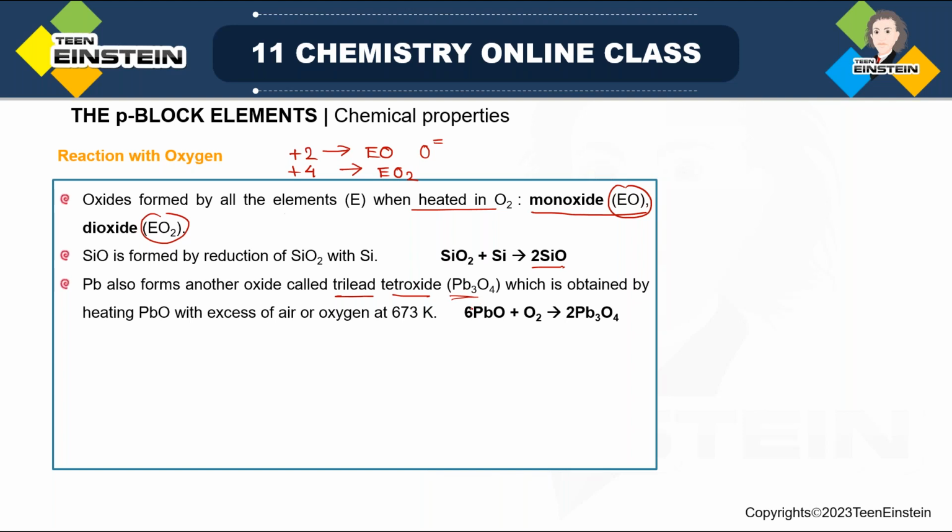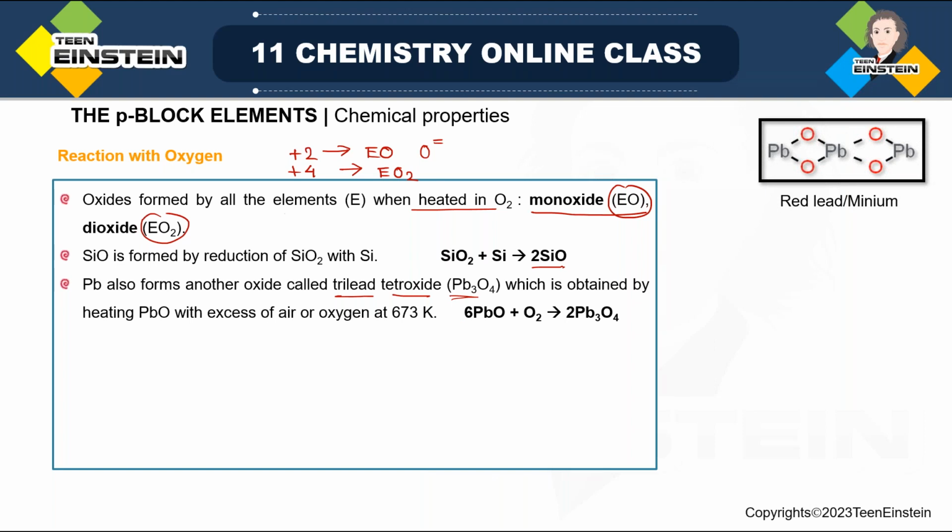Here we have two different oxidation states of lead, and you will understand that once you see its structure. So this is the structure. Here lead is present in two different chemical environments. If you consider the terminal lead, it is +2 oxidation state. The middle one is +4 oxidation state. Now this compound is mainly written as 2PbO.PbO2.